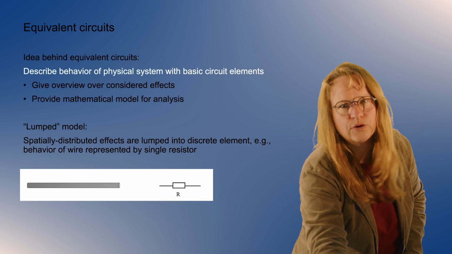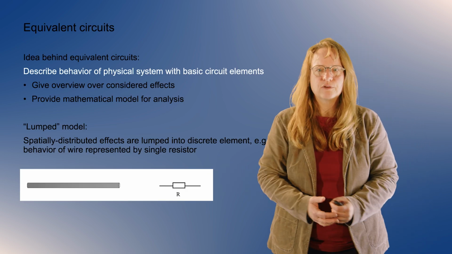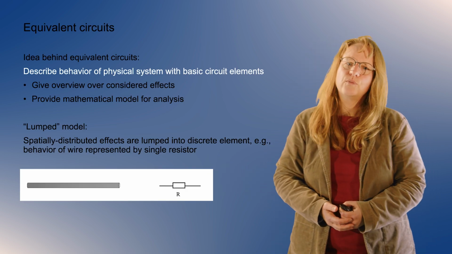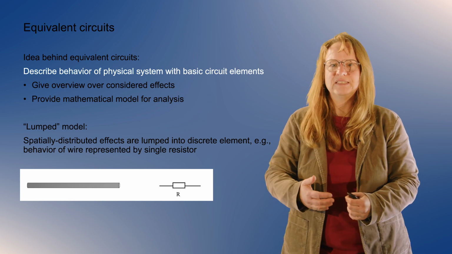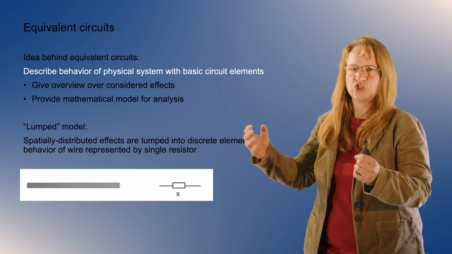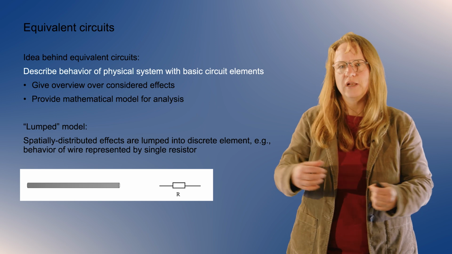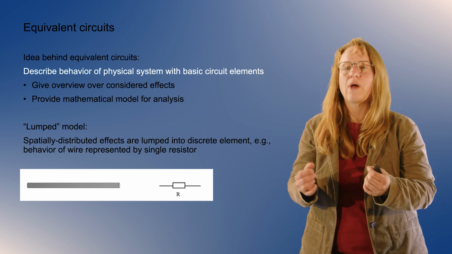And in this video, I'm going to talk about how such an equivalent circuit is set up and what it means in the end also. Okay, let's get started. So the idea behind an equivalent circuit is that we want to describe the behavior of the physical system with basic circuit elements. So we don't want to put pictures of our coil into a circuit, but we want to describe how it's behaving.